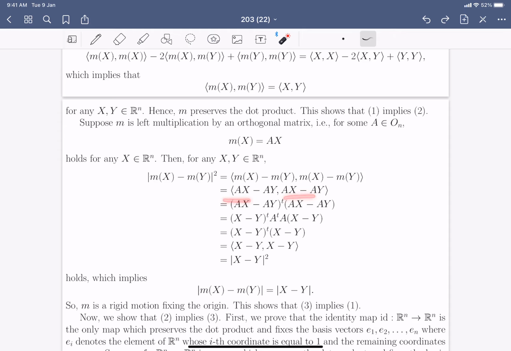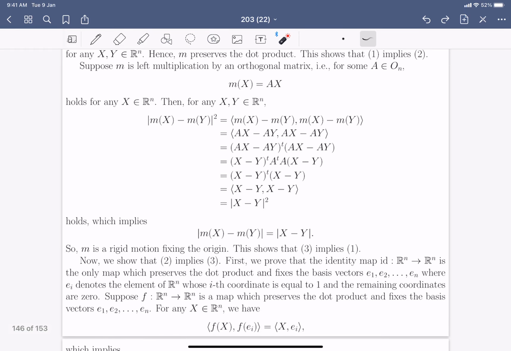This dot product can be expressed as the transpose of the first vector times the second vector. Here, if you take the transpose, the order gets swapped: you have a times x minus y, and taking the transpose you obtain x minus y transpose times a transpose. From here you can take a out, so that you get a transpose a in the middle, and that gives you the n by n identity matrix. That implies that the square of this quantity is the same as the square of the distance between x and y, and that shows that m is a rigid motion. From the fact that mx equals ax, you also know that it fixes the origin.